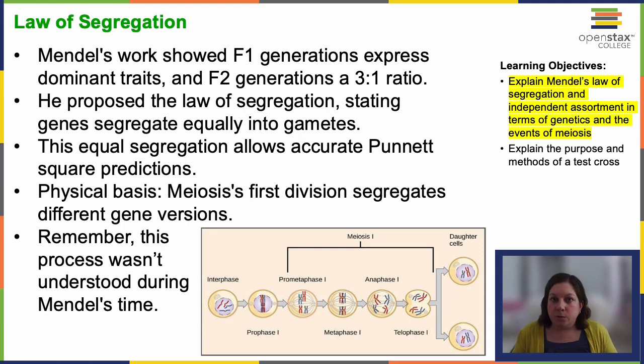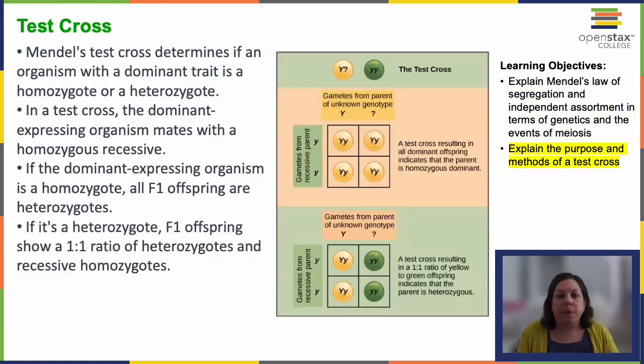The physical basis for Mendel's law of segregation is the first division of meiosis, in which the homologous chromosomes with their different versions of each gene are segregated into the daughter nuclei. But remember, this process was not understood by the scientific community during Mendel's lifetime, and they couldn't see the implications of his work. They just didn't have enough other knowledge at the time.